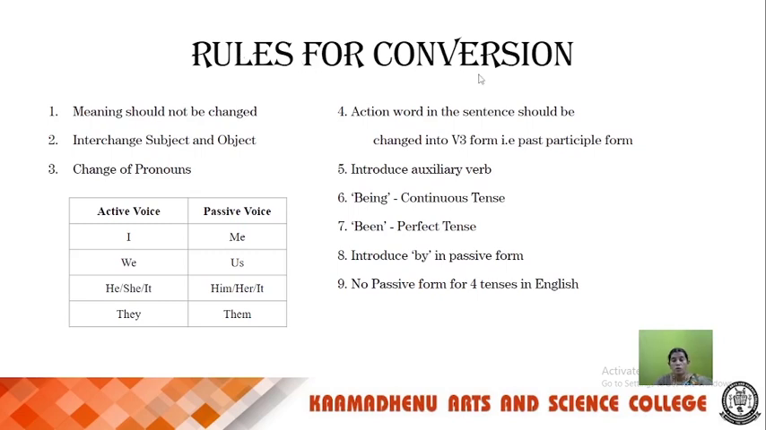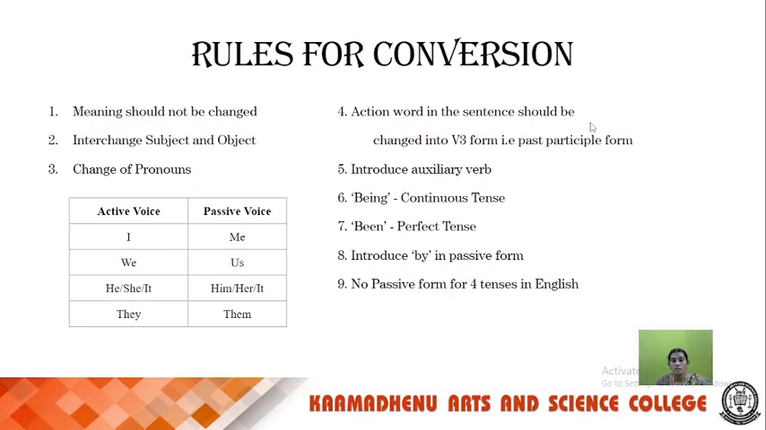Let us see the rules for converting active voice to passive voice. First one, whatever may be the sentence, the meaning should not be changed while transforming from active to passive or passive to active. Then we have to interchange the subject and object in the sentence. Then we have to change the pronouns from active to passive. If I is in active voice, we have to change it as me in passive form. We as us, he, she, it becomes him, her, it, they becomes them in passive form.